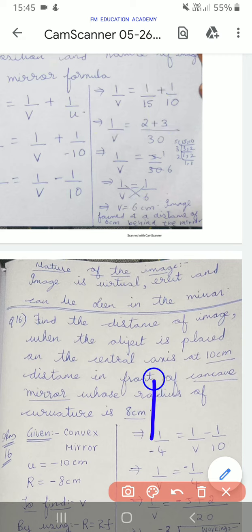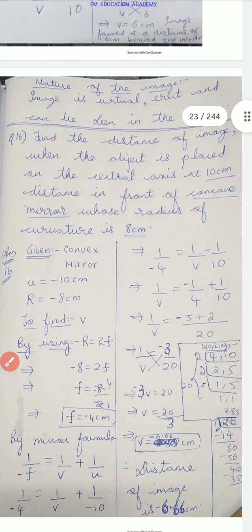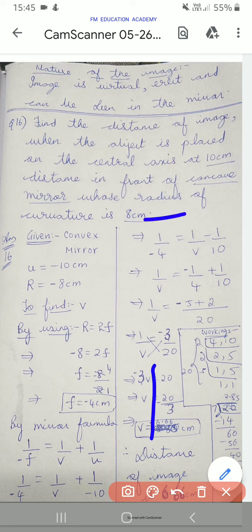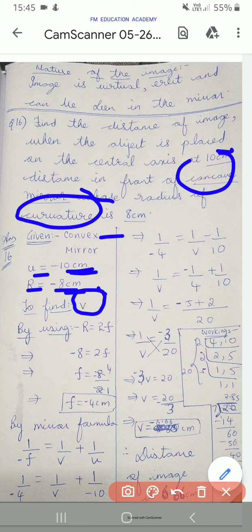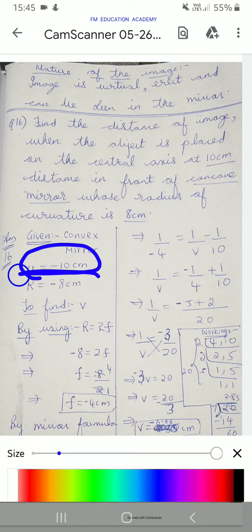Okay, next question. Find the distance of the image when the object is placed on the central axis at 10 centimeter distance in front of a concave mirror whose radius of curvature is 8 centimeter. So here the question is about a concave mirror. u is given as minus 10 centimeter. R is also minus 8 centimeter. Why are both minus? Because I told you in a concave mirror everything is minus. What we have to find out? Image distance v.